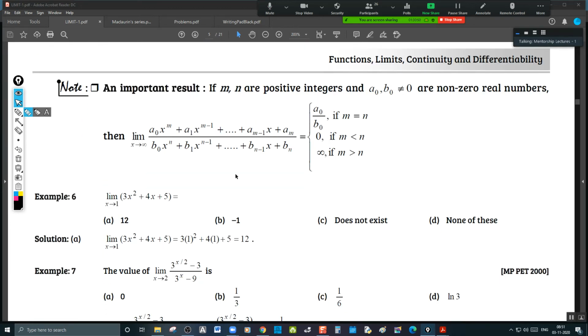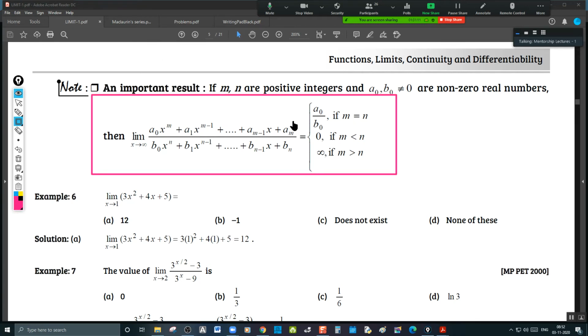Next, this is also an important form which is to be remembered and frequently used in questions: the infinite limits case. Just for revision, if m is equal to n, if the degrees of the numerator expression and the denominator expression are the same, then the answer will be A naught by B naught. If the degree of the denominator is more than the degree of the numerator, then it becomes 0. If the degree of the numerator is greater than the degree of the denominator, then it is infinity.